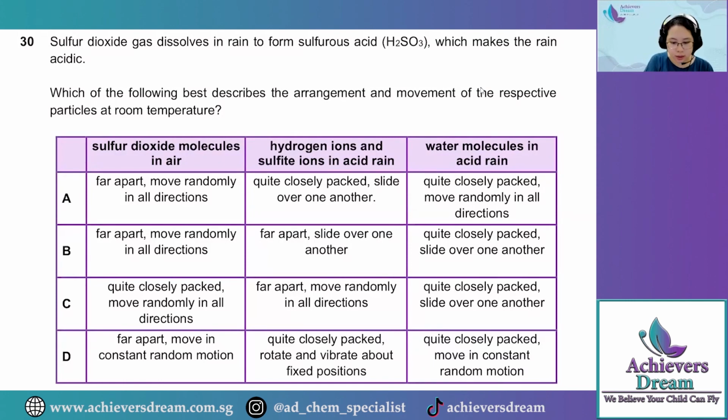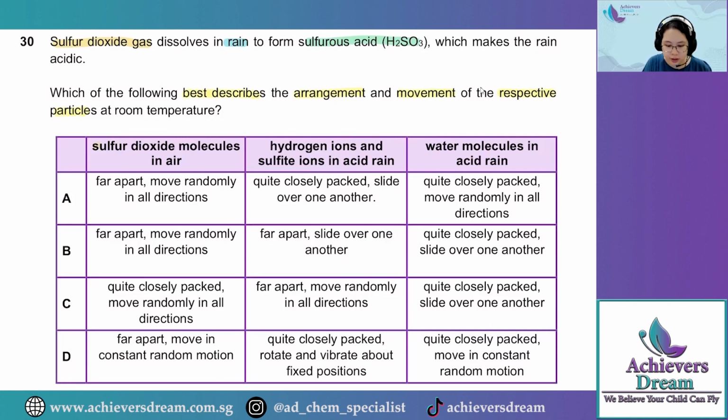Question 30. Sulfur dioxide gas dissolves in rain to form sulfurous acid, which makes the rain acidic. Which of the following best describes the arrangement and movement of the respective particles at room temperature? So we have three types of particles to consider.